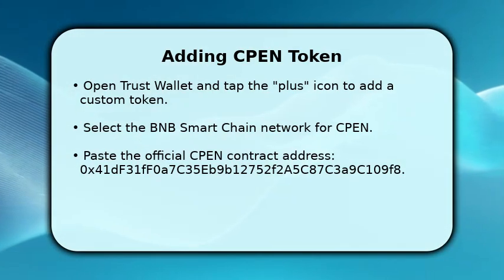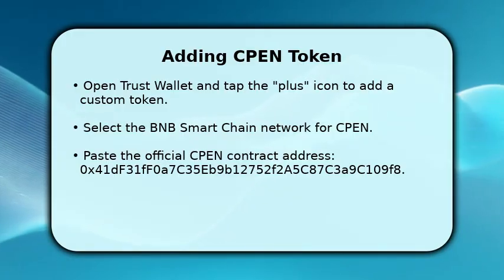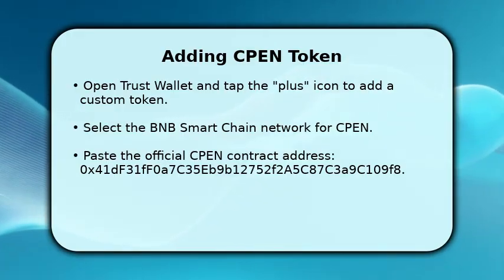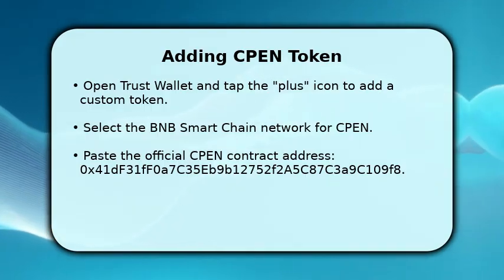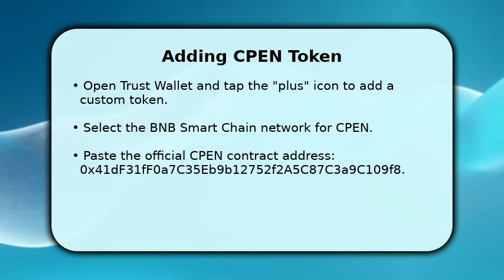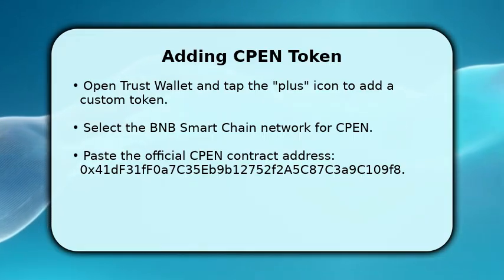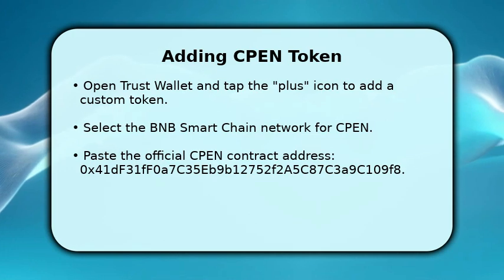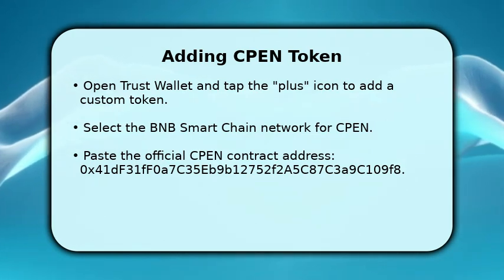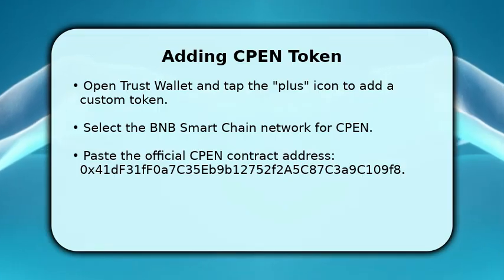Now, let's add your CPE tokens. Open your Trust Wallet app and locate the plus icon, usually in the top right corner, to add a custom token. It's important to select the correct network, which for CPE is the BNB Smart Chain. Next, carefully paste the official CPE contract address, 0x41DF31FF0A7C352EB927522F2A5C87C3A9C109F8. The token details, including the symbol CPE and 18 decimals, should auto-populate. Confirm these details to complete the addition.